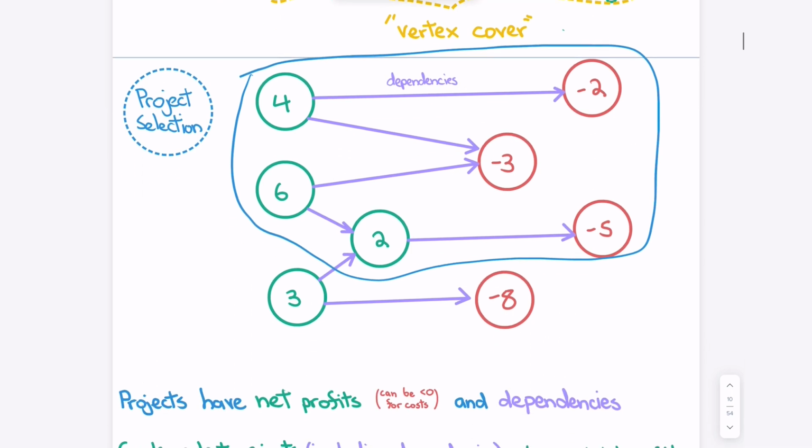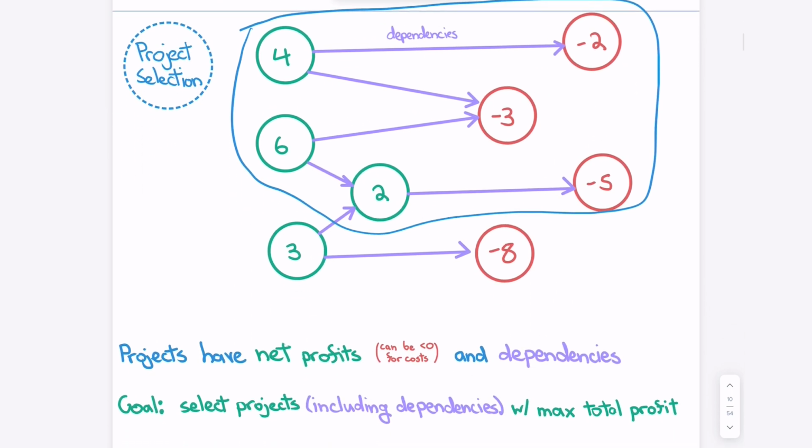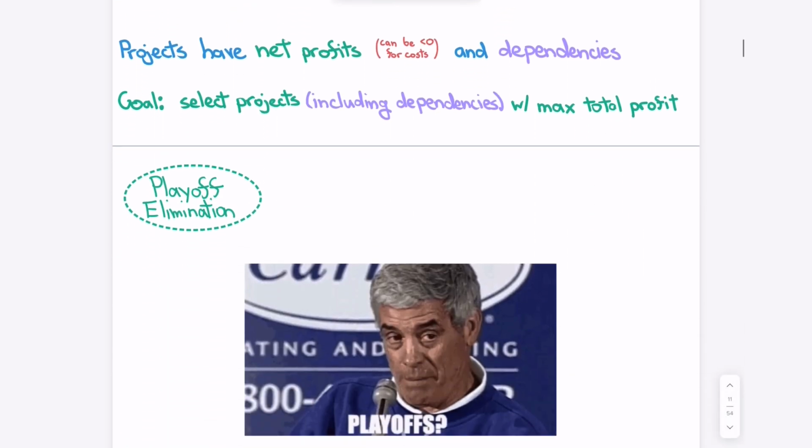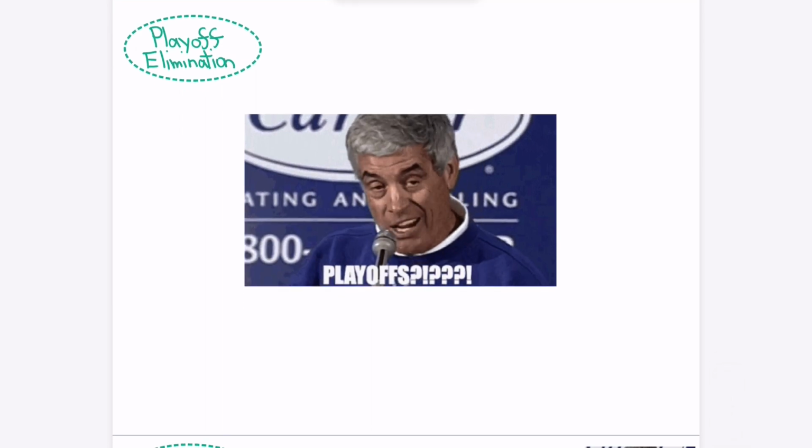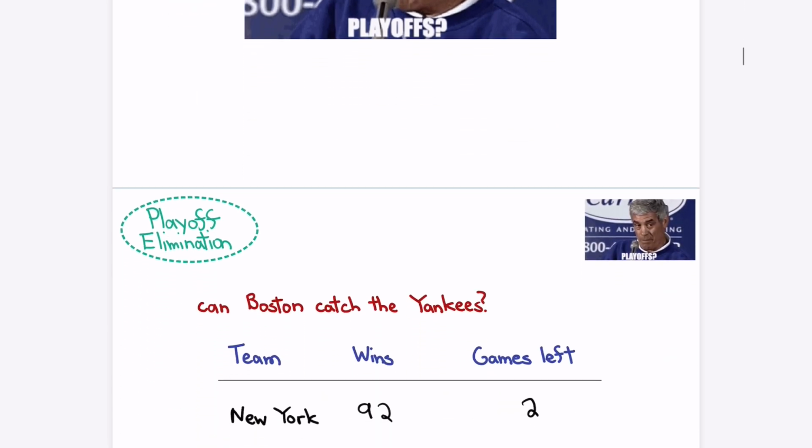I think this is the last one we probably discussed in detail. That's this project selection problem. So here you have some net profits, some negative cost things, or negative profit, positive cost. And you're trying to choose something that maximizes your profit, but you have to take all dependencies. We'll do that. Okay.